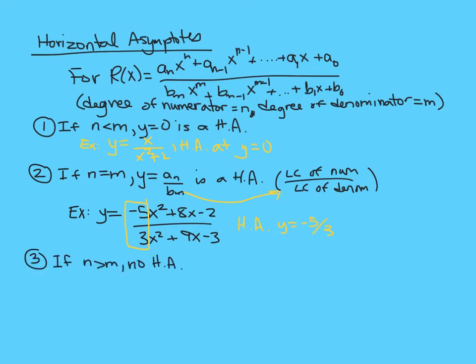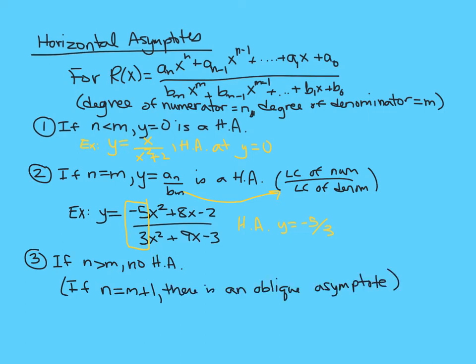The third situation is if the degree of the numerator is bigger than the degree of the denominator, there is no horizontal asymptote. However, if the degree of the numerator is 1 more than the denominator, I'm going to say that would be n equals m plus 1, there will be an oblique asymptote.